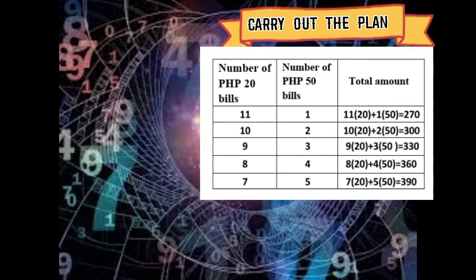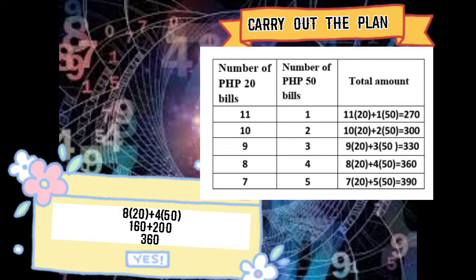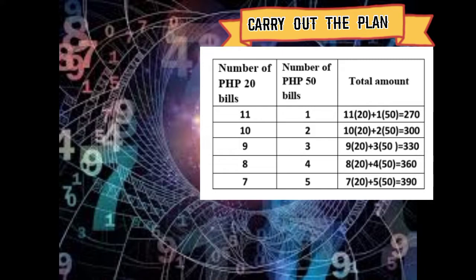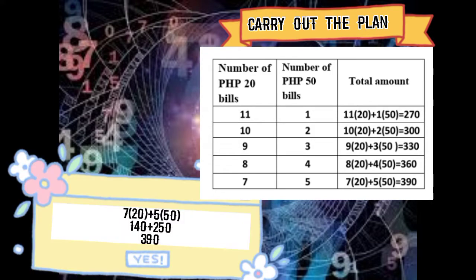For the fourth row, we have 8 of 20 pesos bills and 4 of 50 pesos bills. So 8 times 20 equals 160 plus 4 times 50 equals 200. 160 plus 200, the total amount is 360. So we try another, the fifth row. 7 of 20 pesos bills and 5 of 50 pesos bills. So 7 times 20 equals 140 plus 5 times 50 equals 250. The total amount is 390.